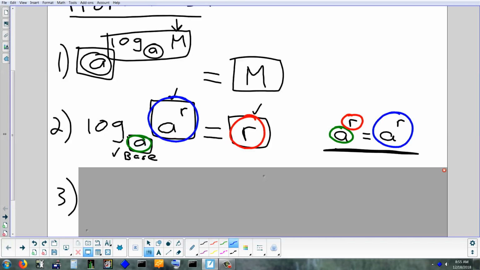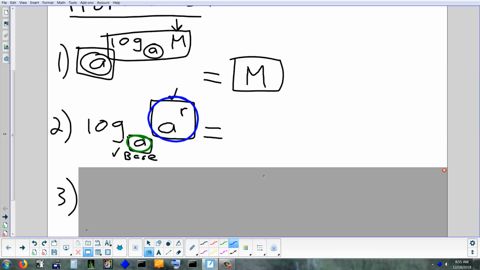So what do you think the answer should be? Let's change it and see what happens. Instead of R, you think it should be A to the R? Okay, let's try it. Don't write that down. Let's pretend that it should be A to the R. Is that what you want me to try?